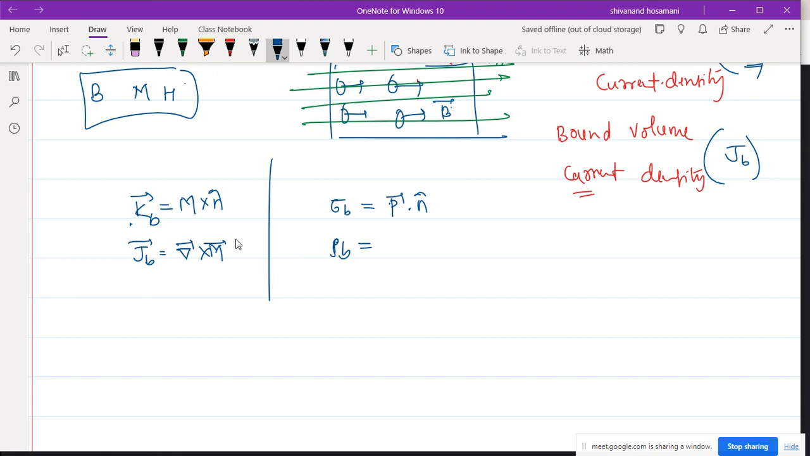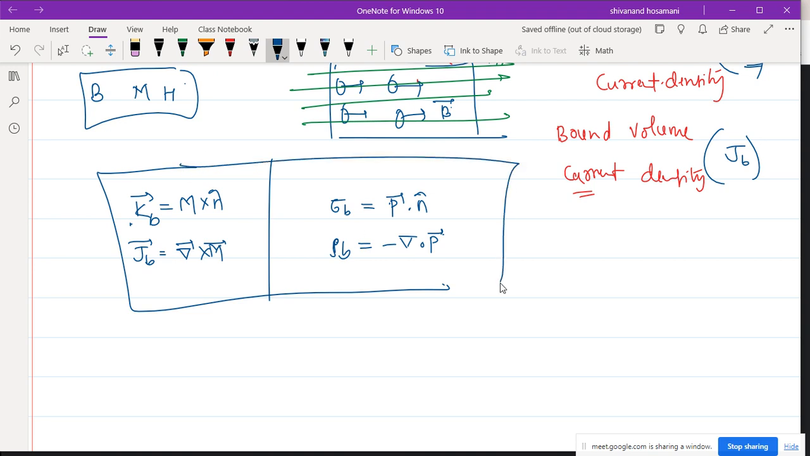How do you write that? Minus del dot P. Yes, so that is given by minus of del dot P. Look at the two, there are similarities between them. If you know electrostatics, it is like magnetostatics. Here it is called surface current density and volume current density; there it is surface charge density and volume charge density. Is that clear?